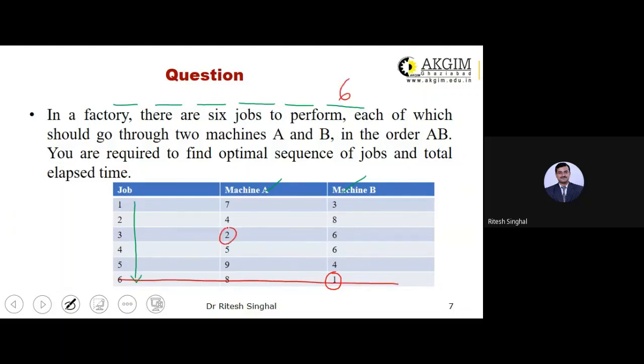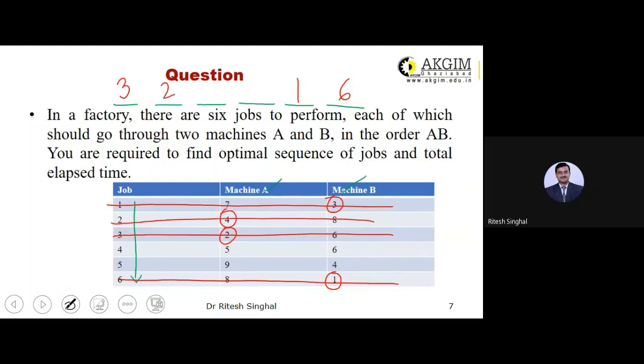Next minimum is 2, definitely. It is on machine 1, that is why you should start this job as early as possible. Next minimum is 3. You should do this job as late as possible. Next minimum is 4. You should do this job as early as possible. Then the next minimum is again 4. Do this job as late as possible, and the remaining job you should do at this place. So this is the optimal sequence here: 3, 2, 4, 5, 1, 6.